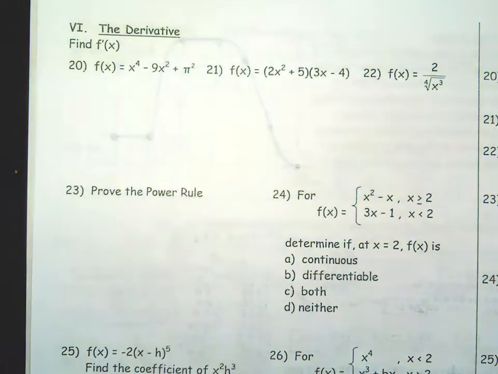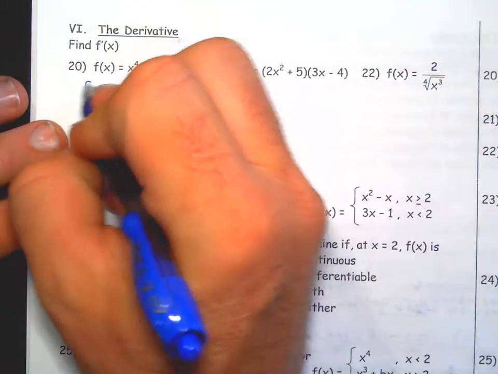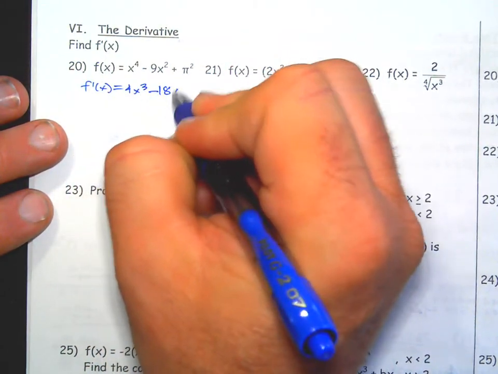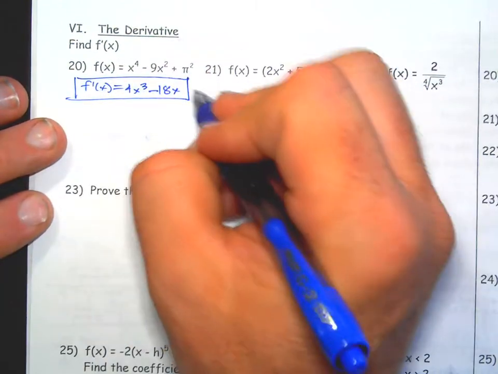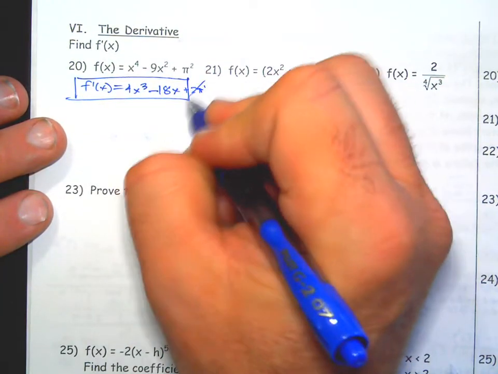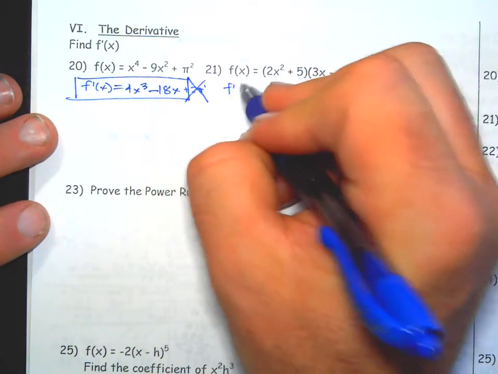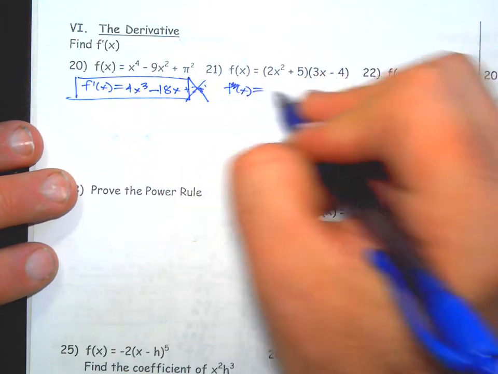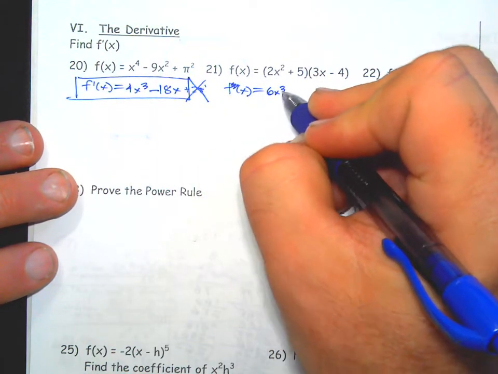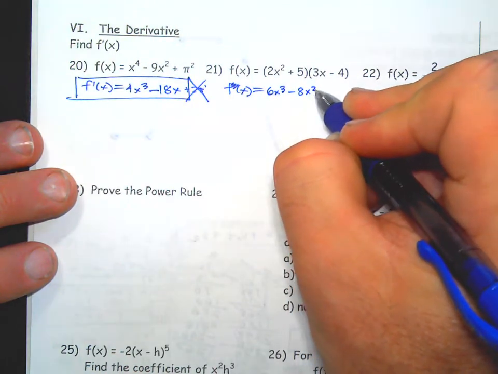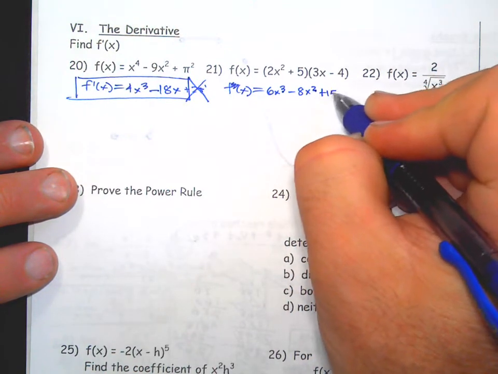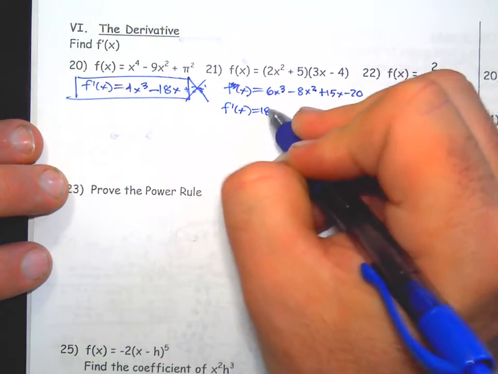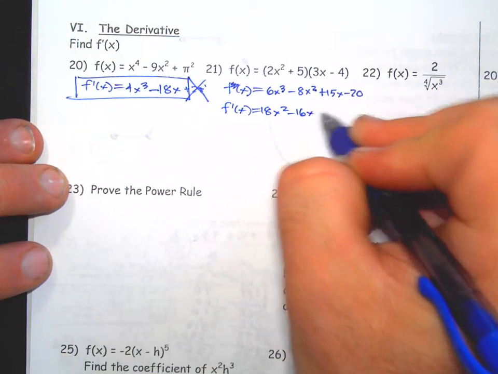I just have a couple derivatives up here, just power rule. So it's going to be 4x cubed minus 18x, and the pi goes away because it's constant. Don't put plus 2 pi to the first. And for this one, what I would probably do is multiply it out first. So that'd be 6x cubed minus 8x squared plus 15x minus 20, and then take the derivative. That'd be 18x squared minus 16x plus 15.